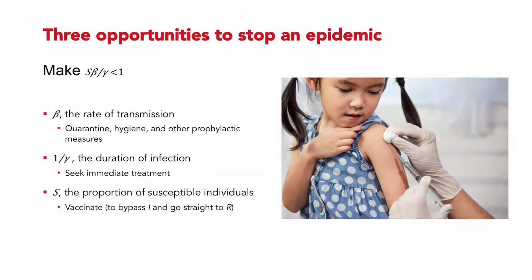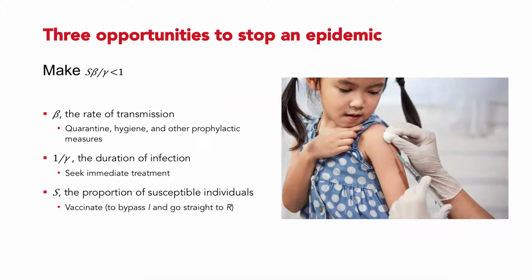All right, so if we can lower beta, that proportion of all possible encounters that actually results in transmission, then we can slow the epidemic. Well, how might we do this? Well, beta is actually the product of two other proportions. The first is the proportion of all possible contacts that actually occur, and the second is the probability that any one of those contacts is going to result in transmission. So quarantine could lower the number of actual interactions that take place, and prophylactic measures such as hand washing and disinfectants could lower the chances that any one encounter would result in transmission.